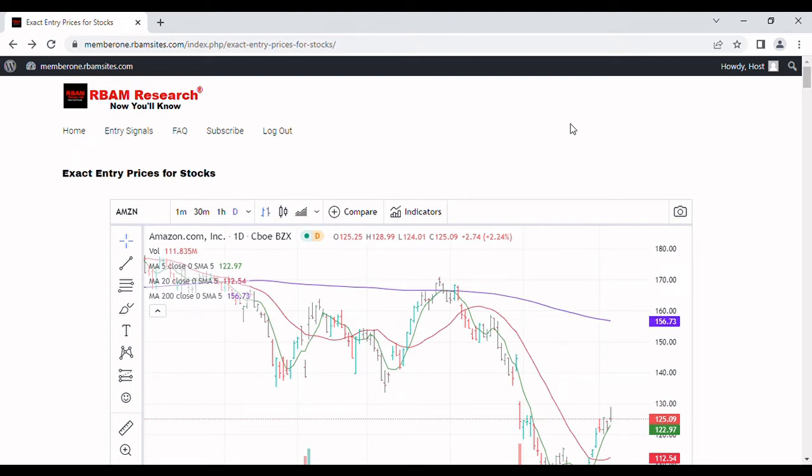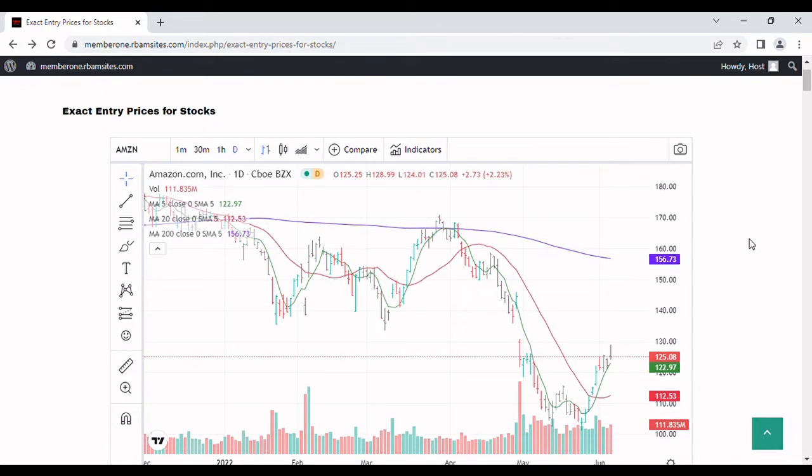Okay, we're going to do a brief video on Amazon stock analysis, and we're logged into rbamresearch.com. We're going to go over this chart here real quick, and stick with me to the very end, and I'll show you how to get our algorithmically generated entry prices absolutely free. I'm going to show you those after we go over this chart.